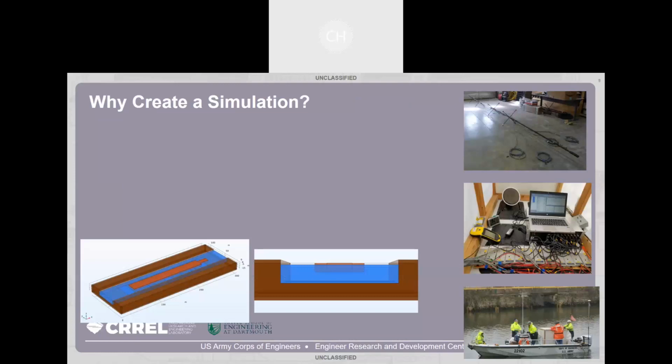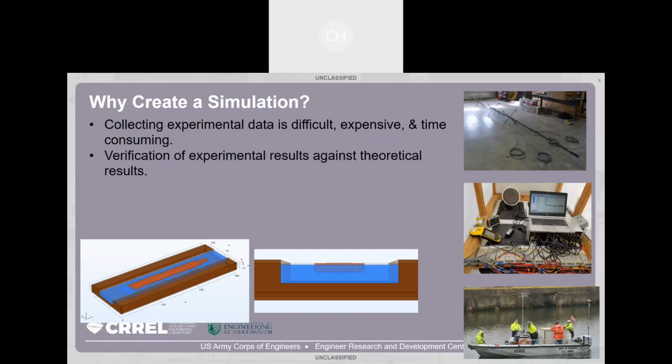A couple of questions: why do we need to create a simulation at all, which is what this presentation is focused on? There are multiple reasons for this. Collecting experimental data is difficult. It's expensive. It's time consuming. We've got people that have to line up schedules across 3 to 4 organizations and travel, and we've got complicated electronics, all these different things.